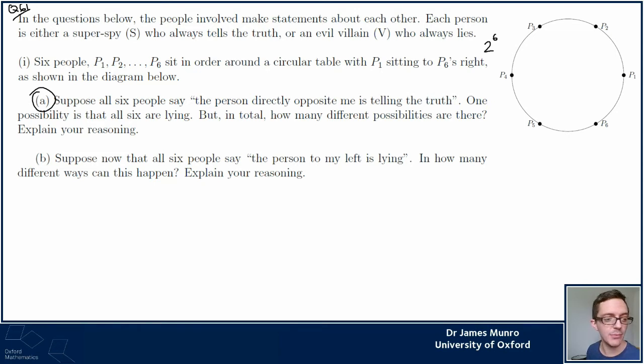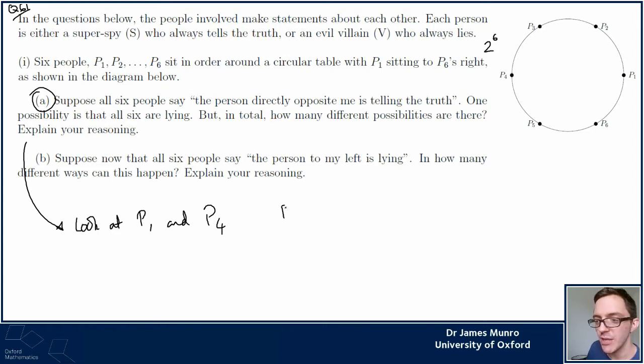I like that as a way of breaking down the problem: to think about people in the pair of the person opposite them. A couple of people have said people opposite have to be the same type. Let's have a think about that. So let's look at P1 and P4. That's one of the pairs.